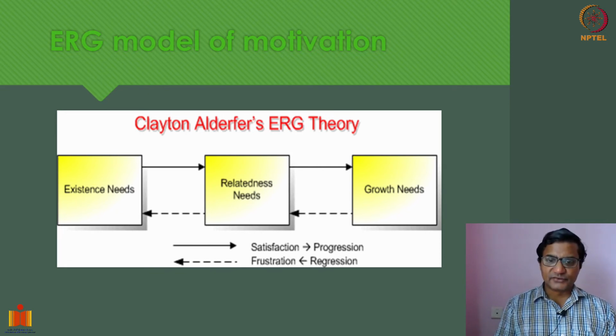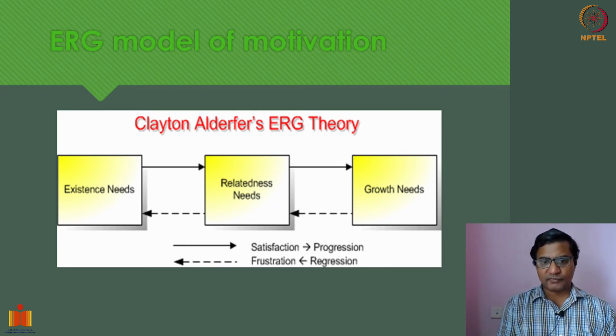When existence needs are satisfied, people move to relatedness needs. So once they get better pay, job security and all, they expect good friendship, a good boss, good relationships with co-workers. And when that is also satisfied, people move towards growth needs. Growth needs means the job should be meaningful, the job should give you growth opportunities, the job involves recognition, all those things. So this is like Maslow's theory. One need is satisfied, you move to the next group of needs. That need is satisfied, you go to the next level.